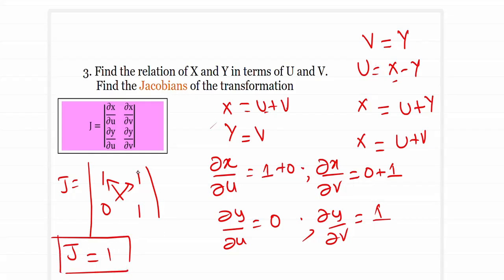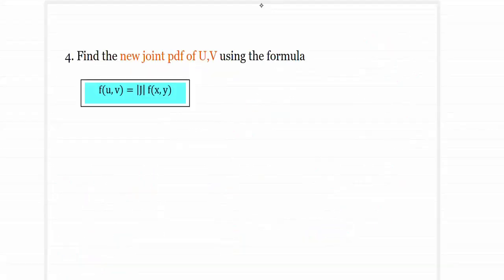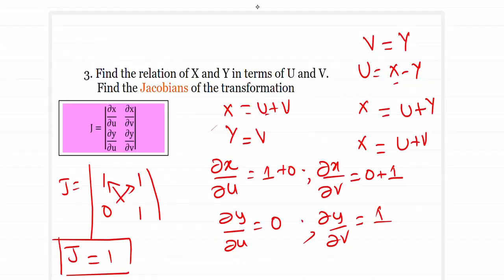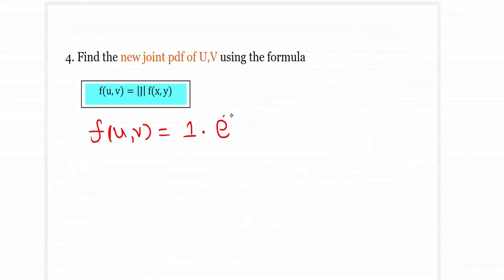Using our step 2 and step 3, we will be able to fix the new transformation f of u comma v given by the Jacobian times f of x comma y. So the Jacobian times f of u comma v. What is the Jacobian value we attained? 1 times f of x comma y. What was f of x comma y? e power minus (x plus y). So you replace this as e power minus (x plus y).